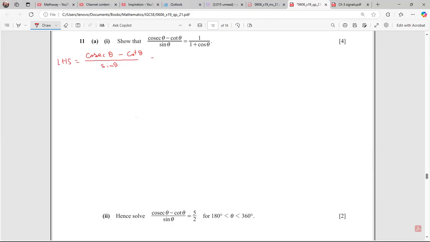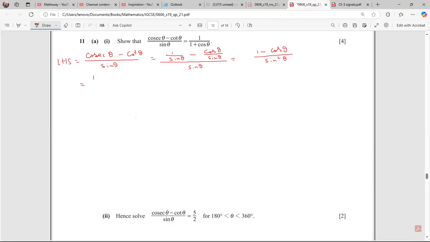Okay, replace cosecant by 1 over sine and cotangent by cos theta over sine theta, divided by sine theta. If I add these two fractions in the numerator, it will be (1 minus cos theta) over sine theta. And we have one more sine theta, so it will become sine square theta.